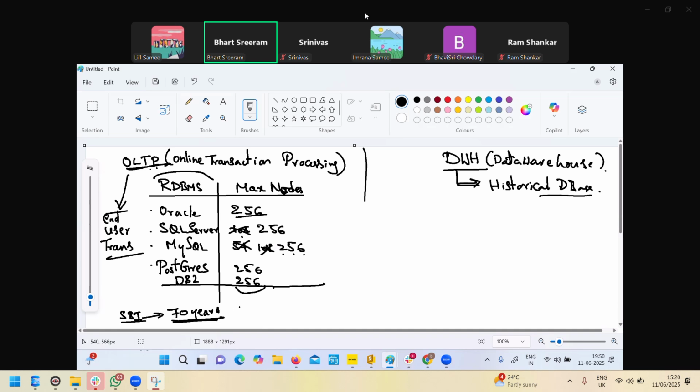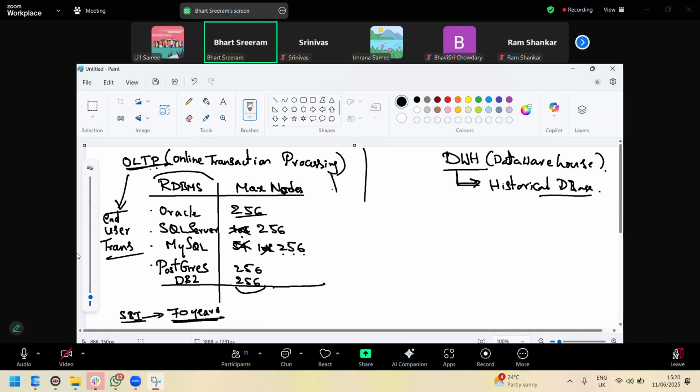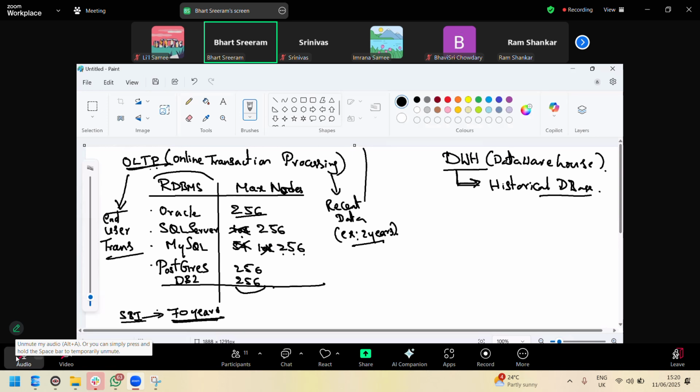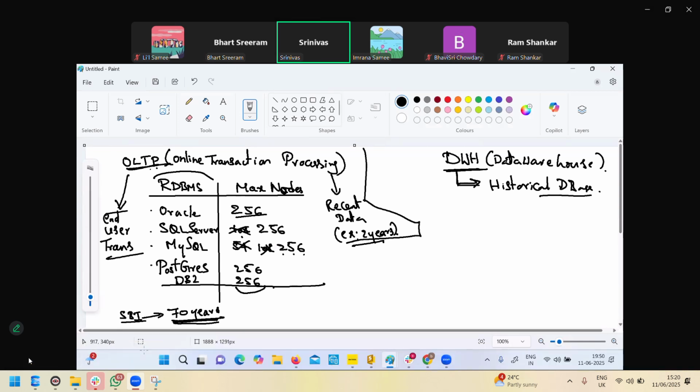That's why in OLTP they maintain recent data, let's say the last 2 years of data. All the remaining data will be kept in their data warehouse. In this way, every organization is maintaining two types of databases. One database for OLTP, only for the recent data. The data warehouse's main purpose is historical data. Here also the most popular is RDBMS.